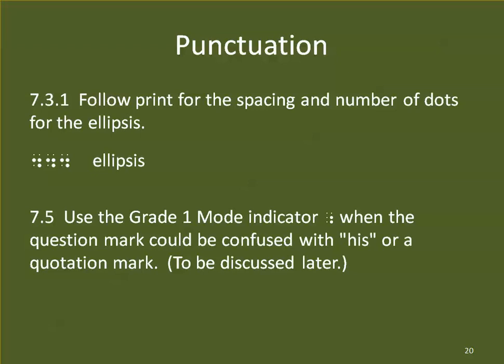Another side note that we will be talking about later on in this session, I think it is, we use the grade 1 mode indicator, which is .56, when the question mark could be confused with his, because they're the same dot configuration. So we need some way of distinguishing which is which, and we'll be talking about that much more later on.